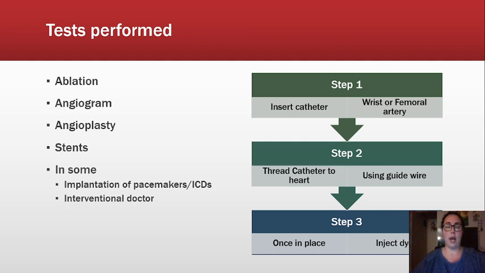Angioplasty is used to widen blocked arteries, like putting in stents, and pacemakers are also common, but you have to have an interventional doctor to do that. All these procedures are done using fluoro X-rays, and through the catheter they can insert the devices.